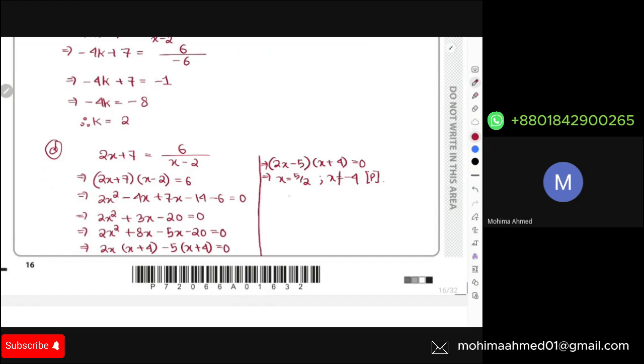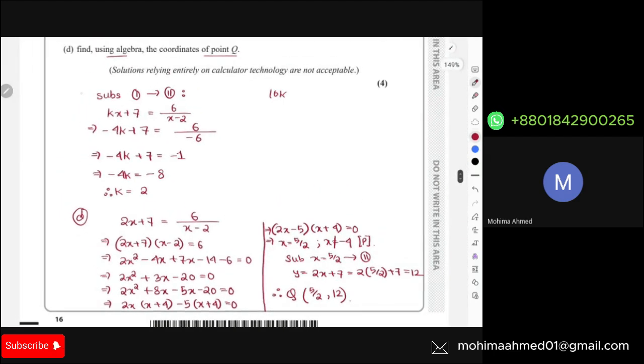So I'm just going to substitute this x equals 5 over 2 into our equation 1, which was y equals 2x plus 7. So we get 2 times 5 over 2 plus 7, and that is 12. So the final coordinate of your Q is actually 5 over 2 and 12. Is there any problem for your part C and D calculation?